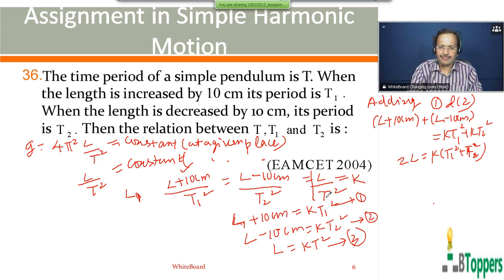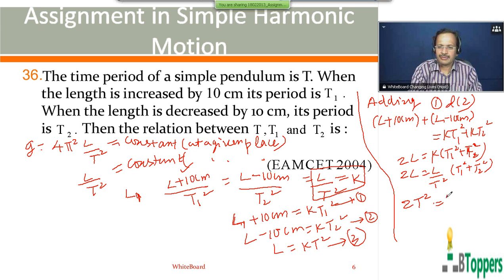So K can be written as L by T square on the right side. So 2L into L by T square is equal to T1 square plus T2 square. So you get L gets cancelled both sides. You get 2T square equal to T1 square plus T2 square.